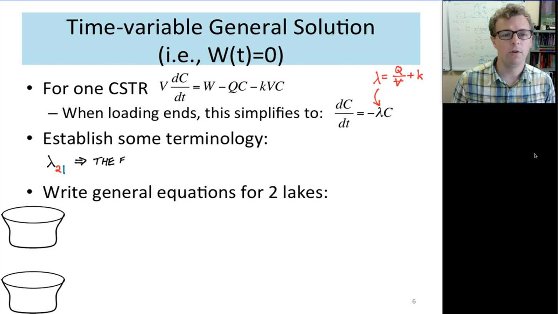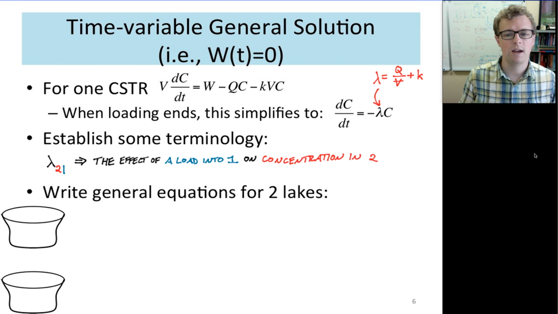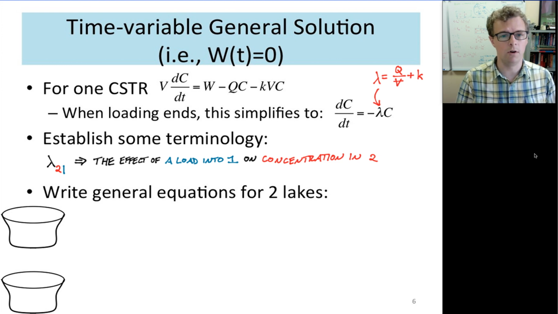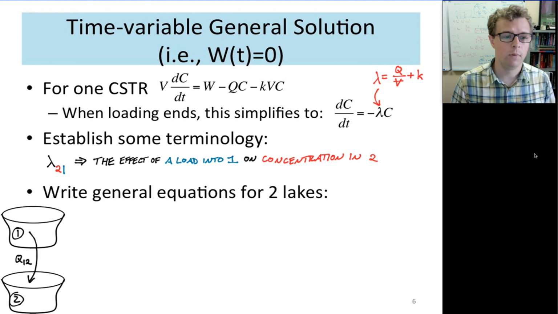Now that we've got multiple systems, we're going to establish some new terminology. So not just having these lambdas anymore, but these lambdas will have some subscripts with them. So a lambda 2,1, for example, is representing the effect of a load into 1 on the concentration in 2. Or maybe you like to think of it sort of right to left here. How does the concentration in 2 change as a function of loads into 1? So now we have lambdas that will link these terms together. Let me show you where those lambdas come from.